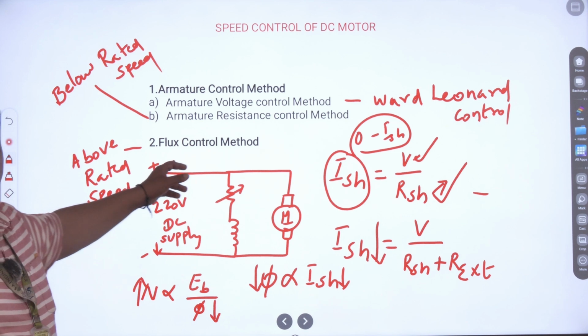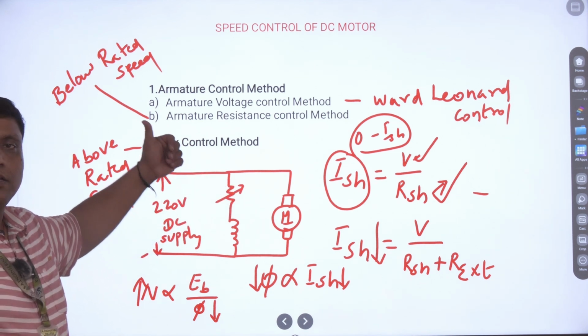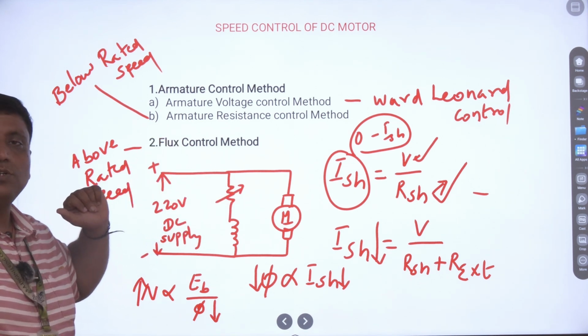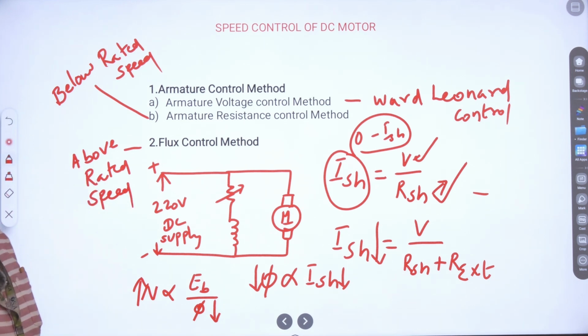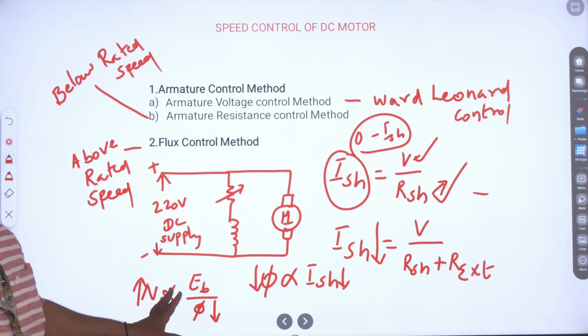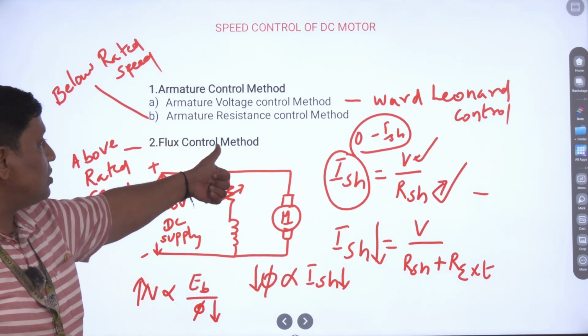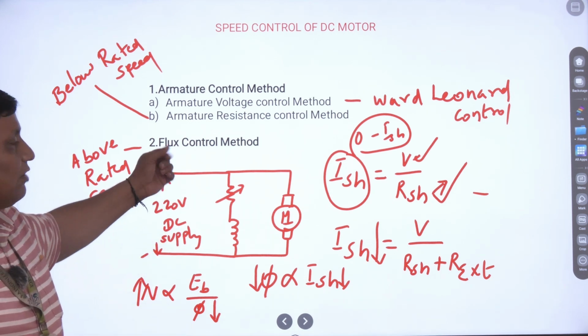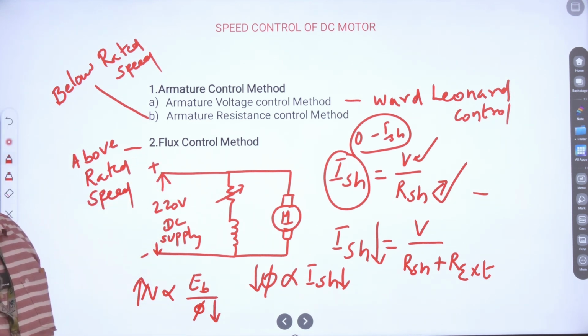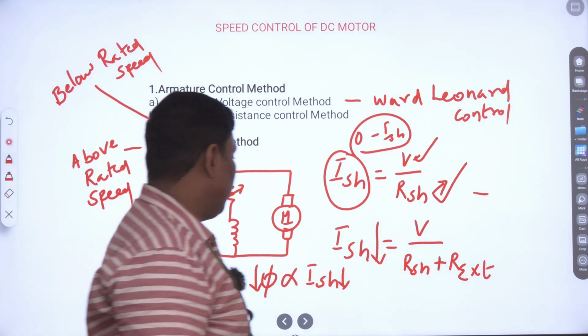Clear? So the armature resistance control method provides speed below rated speed, and the flux control method provides speed above rated speed. I think you know the difference between the armature voltage control method, the armature resistance control method and the flux control method. Clear? Next, we can solve one problem.